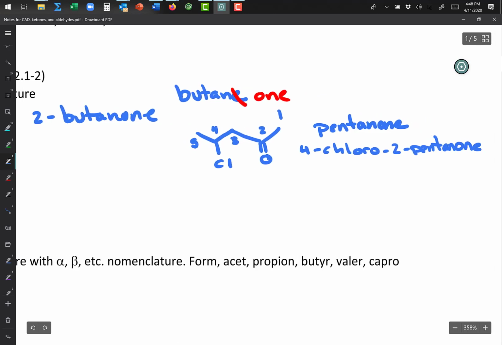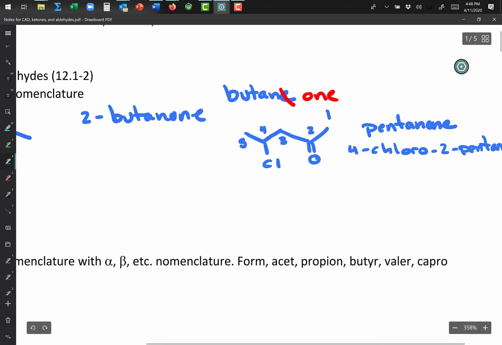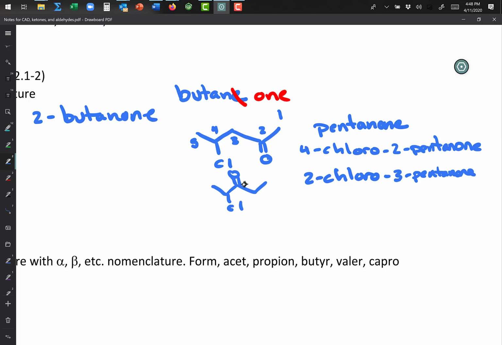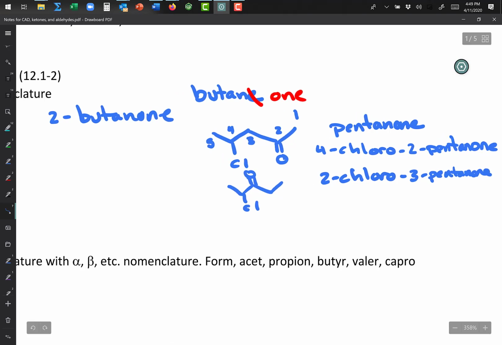Now, you can't leave the 2 off in this case because there's actually another compound. For example, it would look like this. I'll do it right underneath. And this would have a different name. It's a different ketone. So this would be 2-chloro-3-pentanone. Now, because the ketone is on the central carbon, I could have numbered it from either end. And so what I did is I numbered it from the end that gave the substituent the lowest possible number because the ketone would always have the same number.